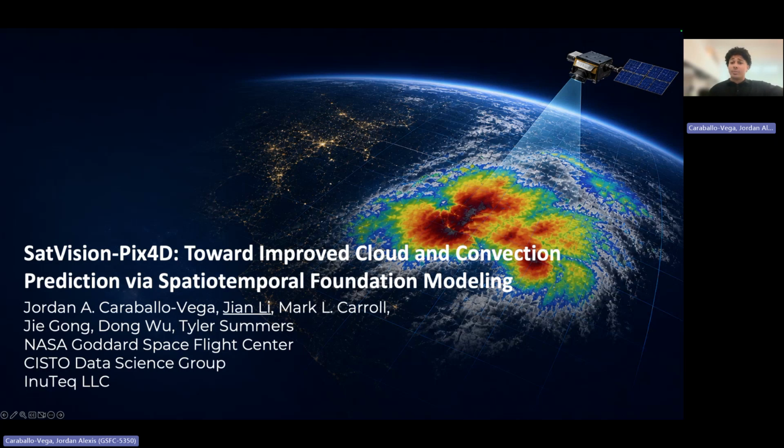But today I'm going to be talking about some of the work that we have been doing in regards to foundation models and some of our coarse resolution satellites like MODIS, ABI, etc., and how we have been looking at some of these foundation models and pre-trained embeddings.